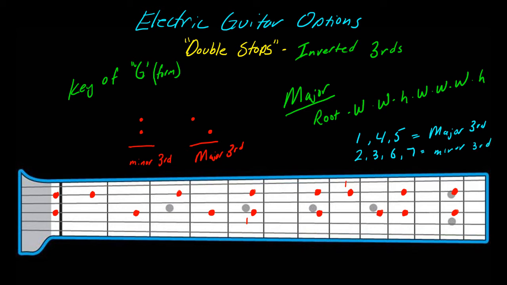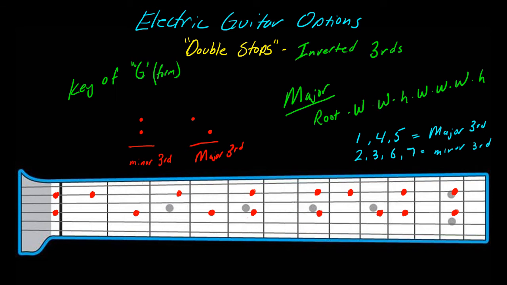So now watch. I'm going to erase this one because this is inverted. Inverted means it's upside down. And so the 1 is actually the high note. 1 is the higher note. And the thirds are lower notes.